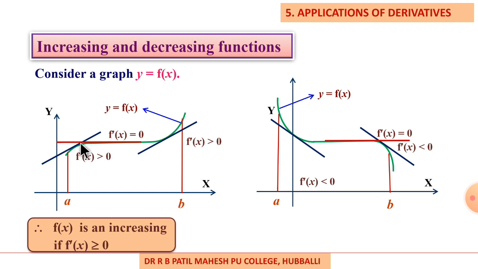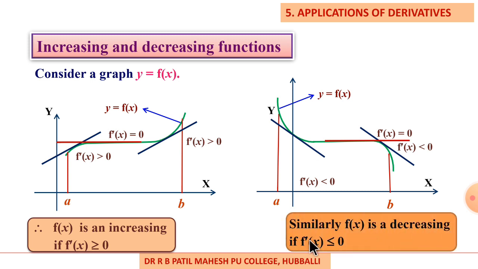Now see the graph here, this one is in increasing form, and this one is in decreasing form. So by using this graph, we can write that f dash of x is a decreasing function if f dash of x is less than or equal to 0. So these are the two important points. The first, the function is increasing when f dash of x is greater than or equal to 0, and f of x is decreasing if f dash of x is less than or equal to 0.